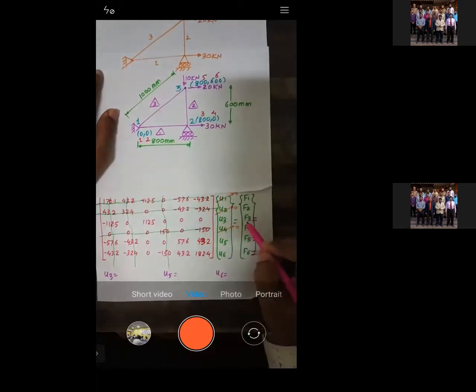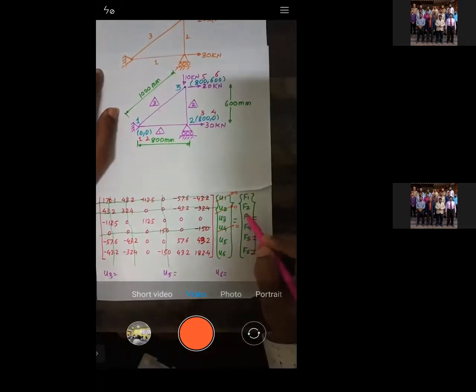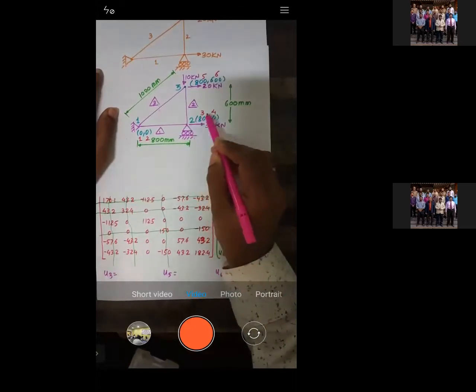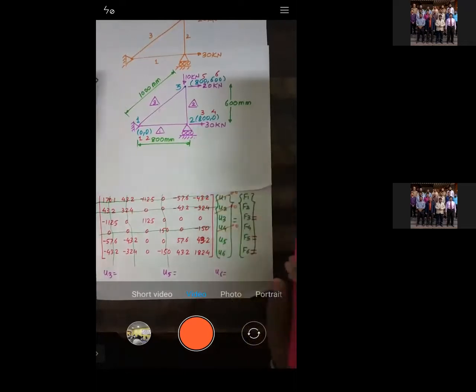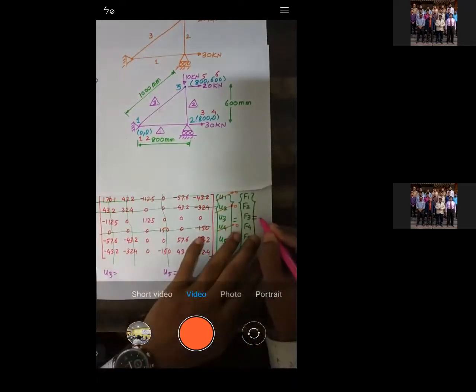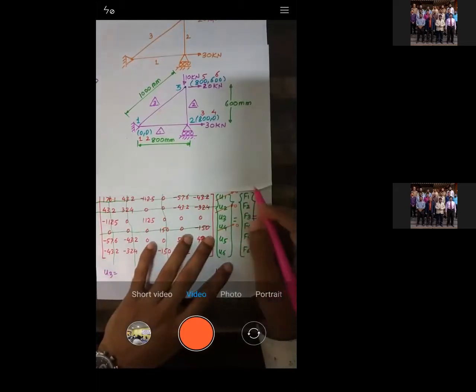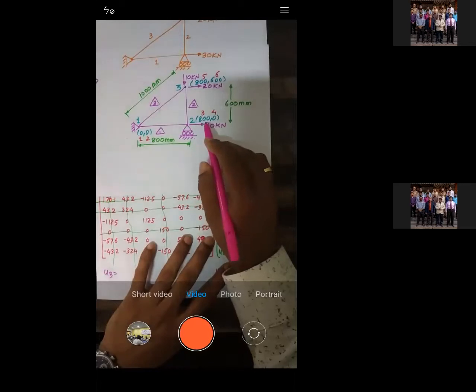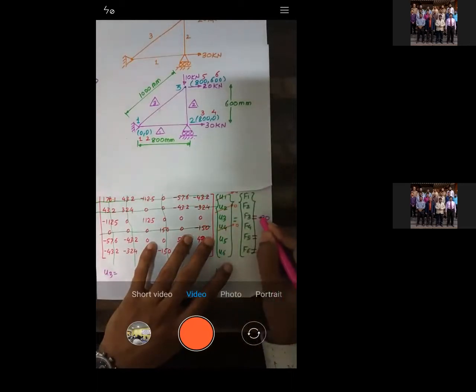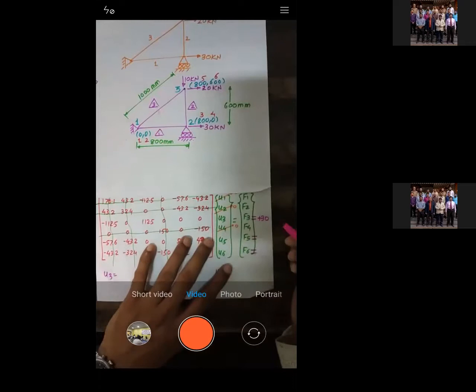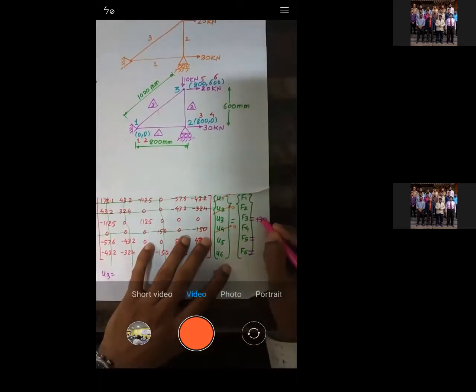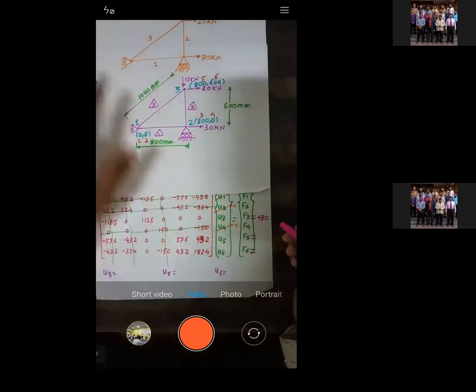But F3 will be in X direction. So is there any force at node 2 in X direction? You can see in X direction, it's minus 30, right? Now one convention: if you want to take right hand as positive, let us take it as positive. So I'll just take it as plus 30 kilonewton.